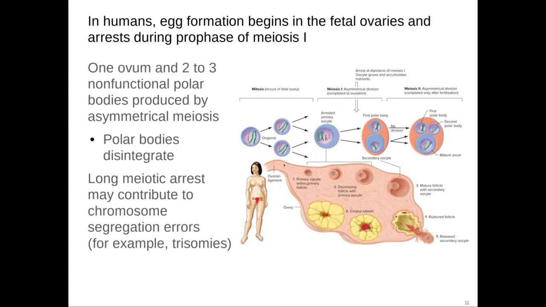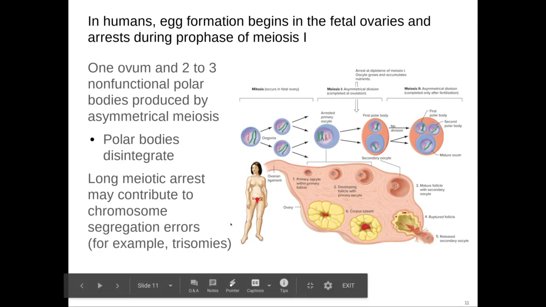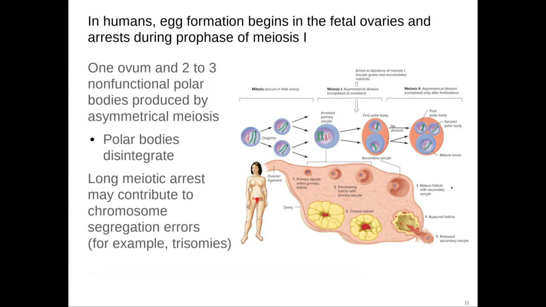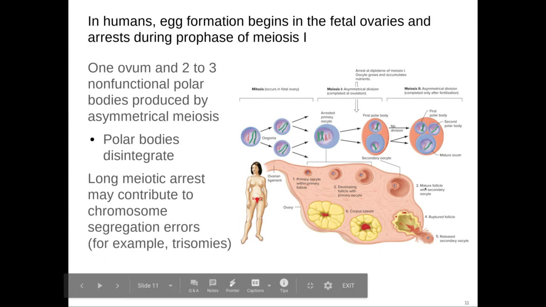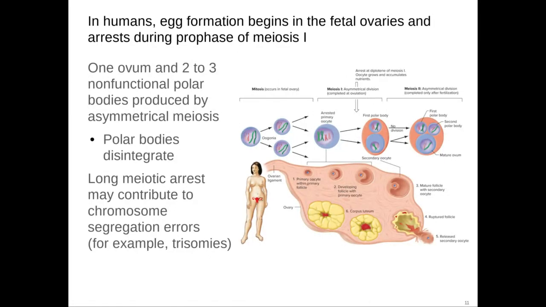And speaking physiologically, the primary oocyte is within the follicle. It develops into the mature follicle containing the secondary oocyte, and then you have the ruptured follicle, thus releasing the secondary oocyte, which has the capacity to be fertilized. So that's what we're going for. Kind of an interesting look at what happens.